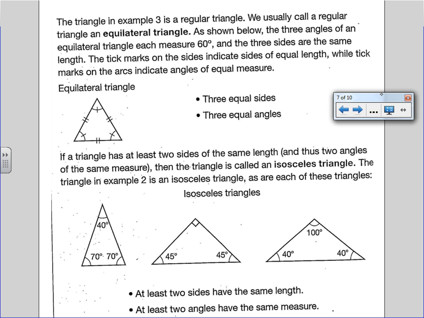The triangle in example 3 is a regular triangle. We usually call a regular triangle an equilateral triangle. As shown below, the three angles of an equilateral triangle each measure 60 degrees, and the three sides are the same length. The tick mark on the sides indicates each side of equal length.